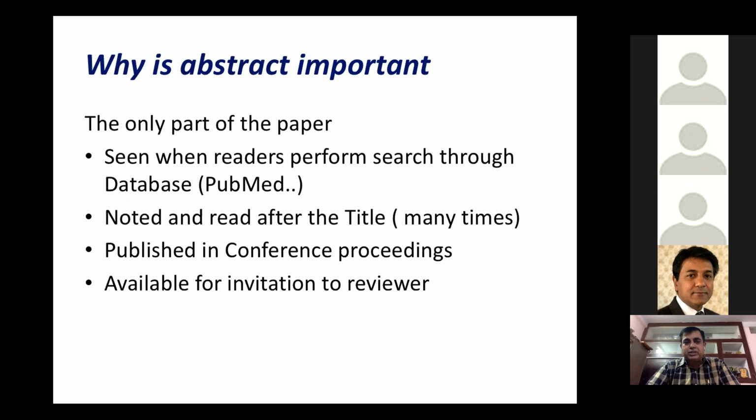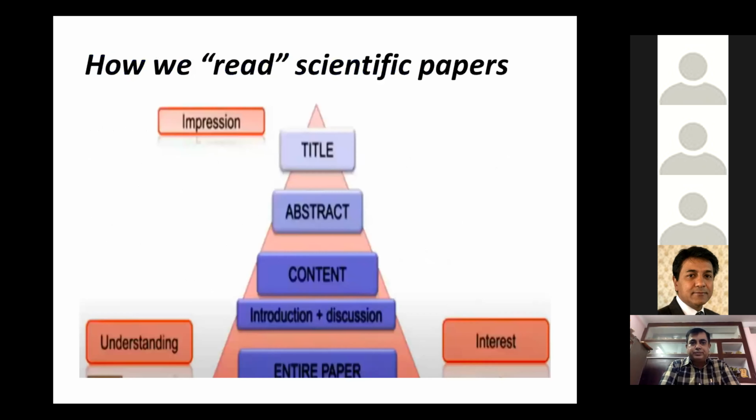Why is it important? This is the only part of the paper seen when readers search through a database like PubMed. When you search for a particular article, the abstract is the first thing that comes, and it is many times noted and read after the title. Published in various conference proceedings, whether you do a podium presentation or a poster presentation, finally what comes from that conference will be the abstract. And many times, this is the material that is available for the invitation to the reviewer.